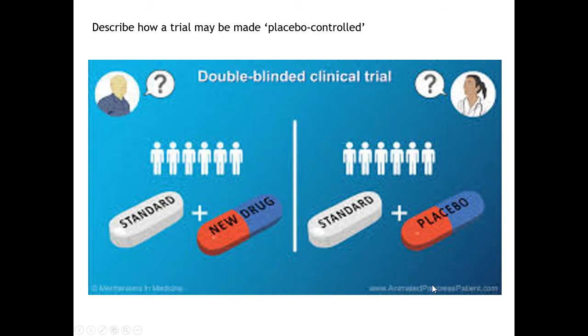So again, the placebo would be something that does not contain the trial drug. In a clinical trial, often we're not just looking to see if the drug works, but looking to see what concentration it works in. So maybe there's more than two groups. It might be this group that's getting standard treatment plus placebo, a group who's getting standard treatment plus a low dose of the drug, a group who's getting standard treatment plus a medium, and a group who are getting standard treatment plus a high dose of the drug.